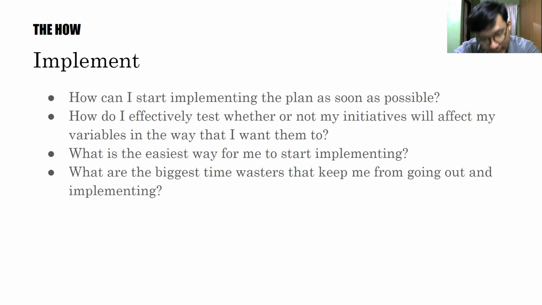Next is implement. So it's all about doing it. Basically, that's what implement means. How can I start implementing these plans as soon as possible? How do I effectively test whether or not my initiatives will affect my variables in the way that I want them to? What's the easiest way for me to start implementing? What are the biggest time wasters that keep me from going out and implementing?